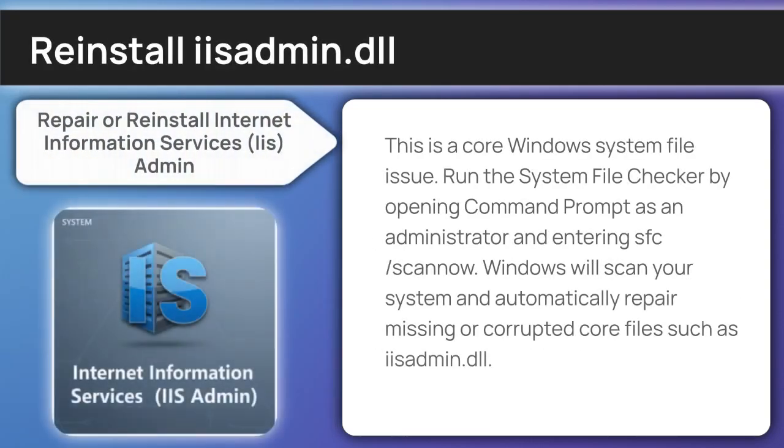Run the system file checker by opening command prompt as an administrator and entering sfc /scannow. Windows will scan your system and automatically repair missing or corrupted core files such as IIS Admin Library DLL.